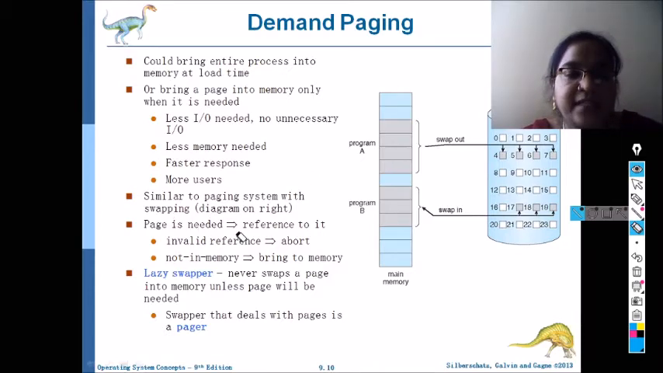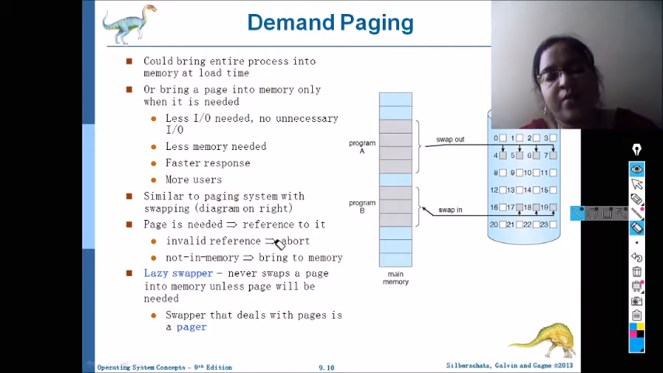Now when a page is needed, if it is there, you refer to it. If it is not there, it will be an invalid reference. The current instruction will be aborted, and the new page that is required, which is on the hard disk, will be brought. It is not there in the memory, so bring it to the memory.